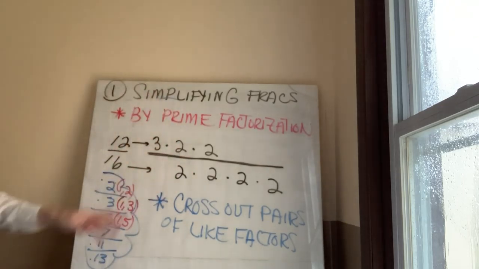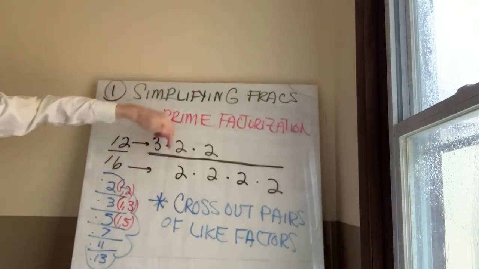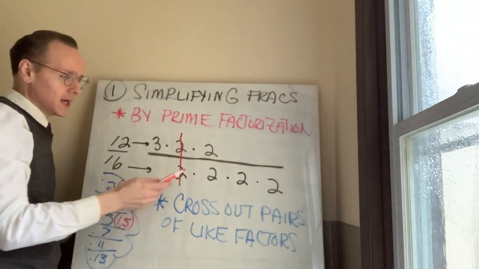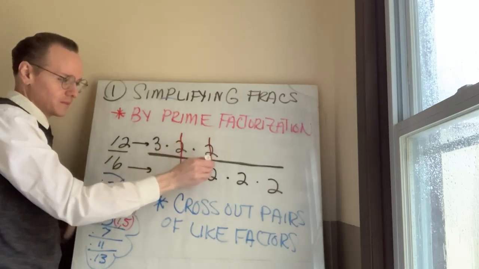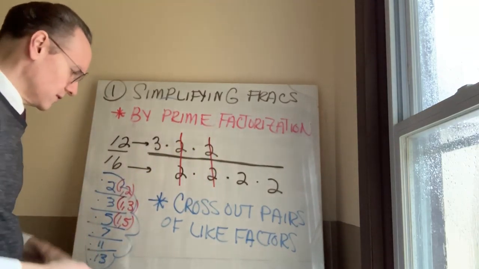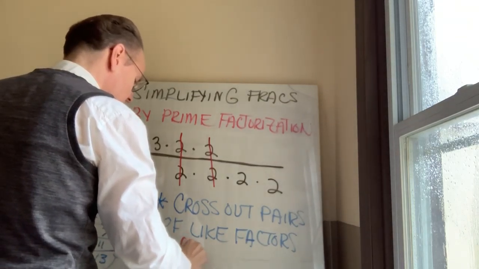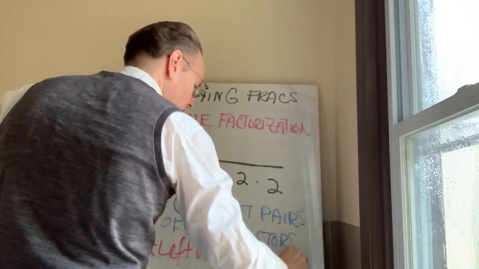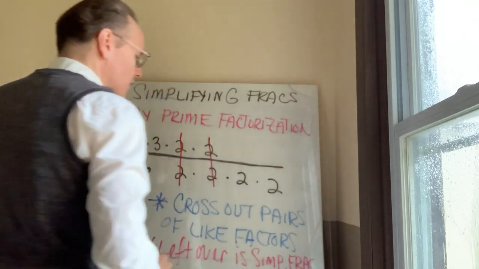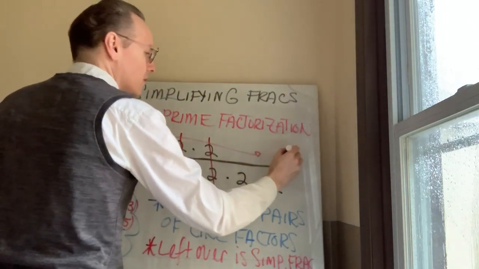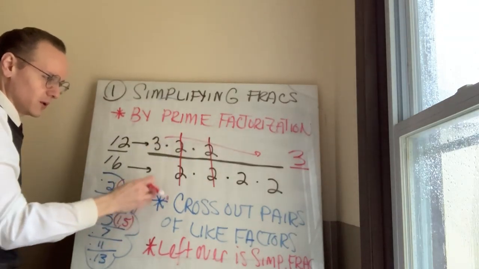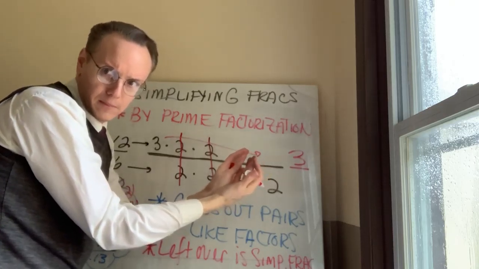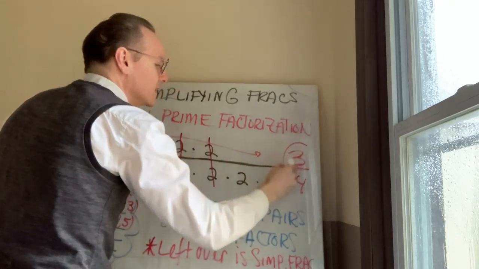Anyhow, what you'll notice now is that there is a pair of twos, which I can cross out, and then the second pair of twos, coincidentally, and then there are the leftovers. What is left over is the answer, the simplified fraction in this case. So if we have a 3 left over, that is the top number. And if you have two twos left over on the bottom, compile them back together and multiply them. 2 times 2 is 4. And you get to the same answer.